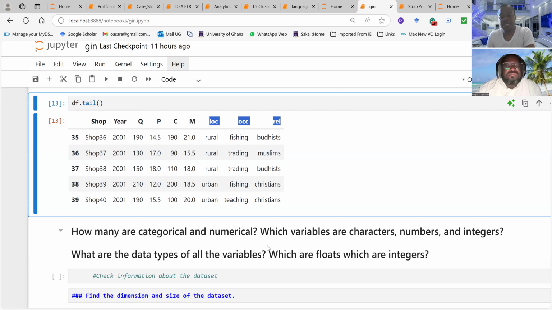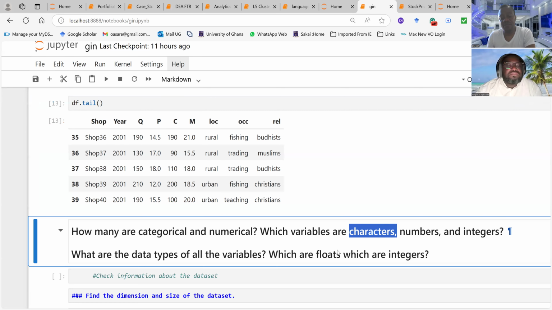Okay, next question. Which variables are characters? Let's deal with that. You can tell me. The 3. Look. Mention them. Log, OCC, and religion. Very good. Which variables are numbers? 4 though.